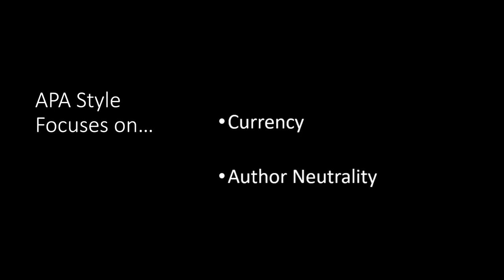So the two focuses of APA style are currency. So they're very concerned with how current your research is. They want the most up-to-date recent scholarship possible. And then also they are very concerned with author neutrality. They want to minimize potential bias of readers, and that can come in terms of gender bias or of racial bias. So let's talk about those authors here real quickly.